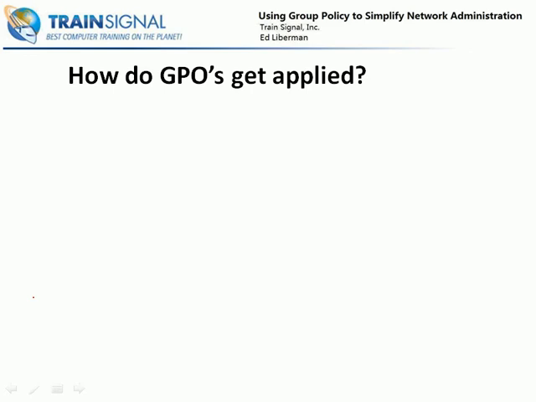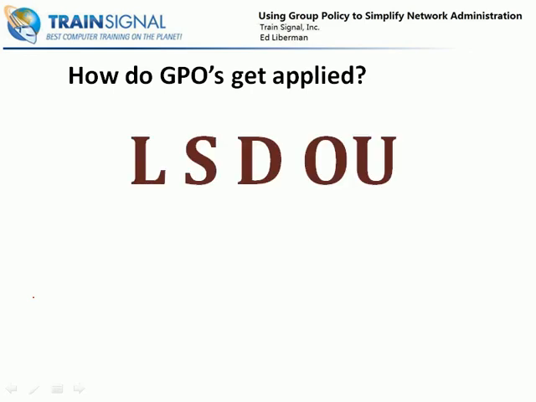So how do they get applied? They get applied with something called LSDOU. Okay, just remember that, LSDOU. Now what does this stand for? The L stands for local. Okay, each computer has its own local group policy, its own local set of settings.